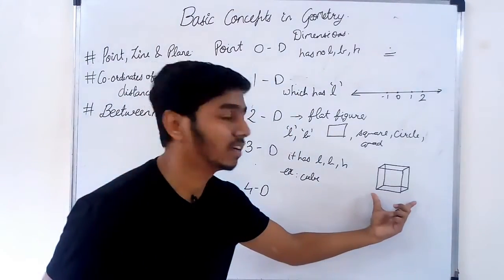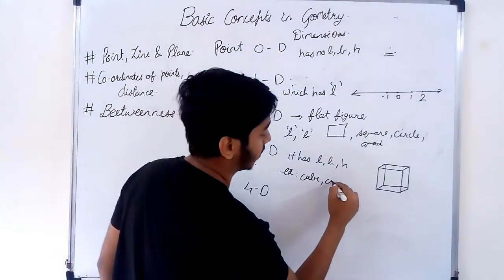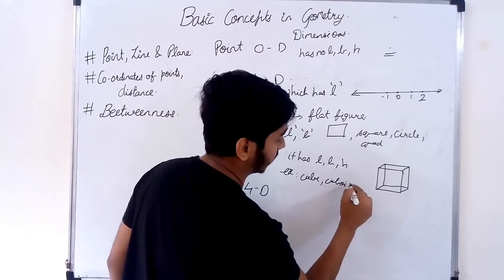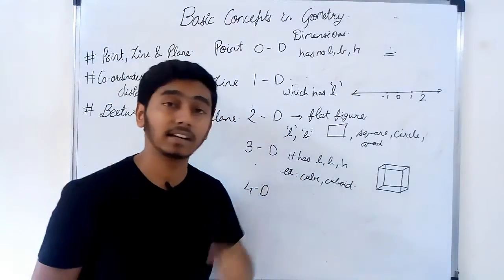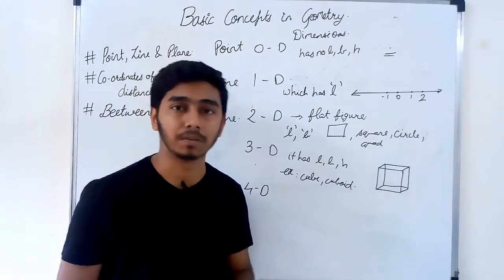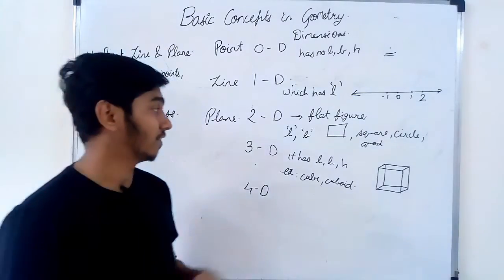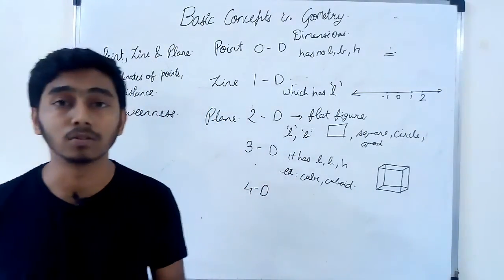So this is a cube or a cuboid, you can say cube or cuboid, which is a 3D structure which has length, breadth and height. We are not going into the depth of this because we don't have it in this chapter. If it comes anywhere further in the syllabus, we'll be taking this also.